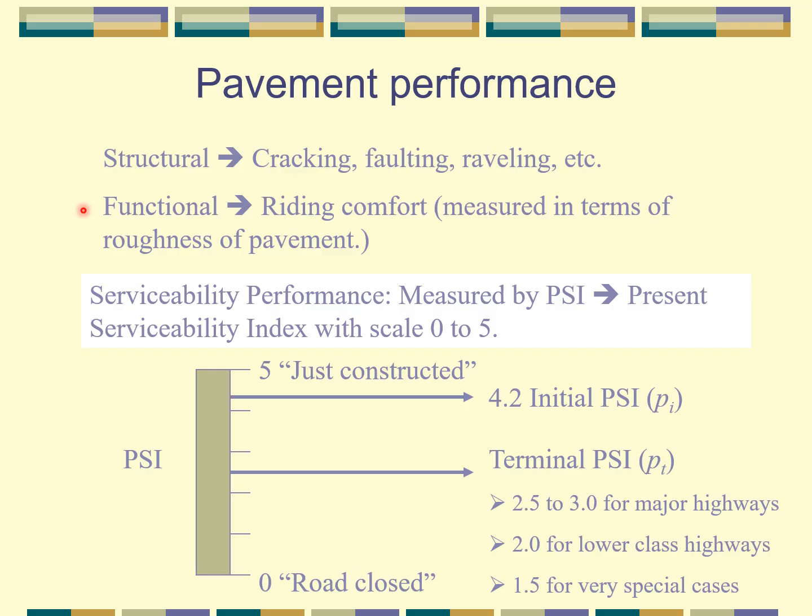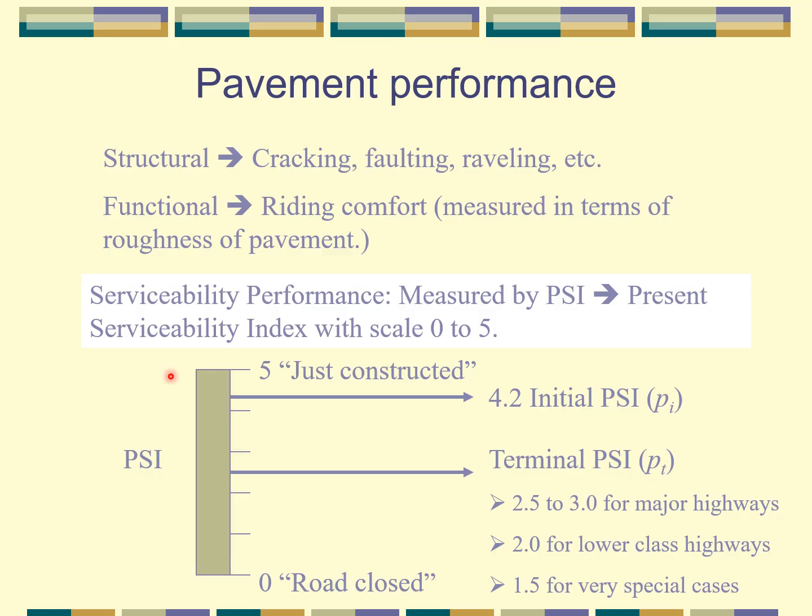As far as the functional performance is concerned, here the riding comfort is to be considered, and that is measured in terms of roughness of pavement. Serviceability performance is measured in terms of PSI. PSI stands for Present Serviceability Index, which ranges from 0 to 5.